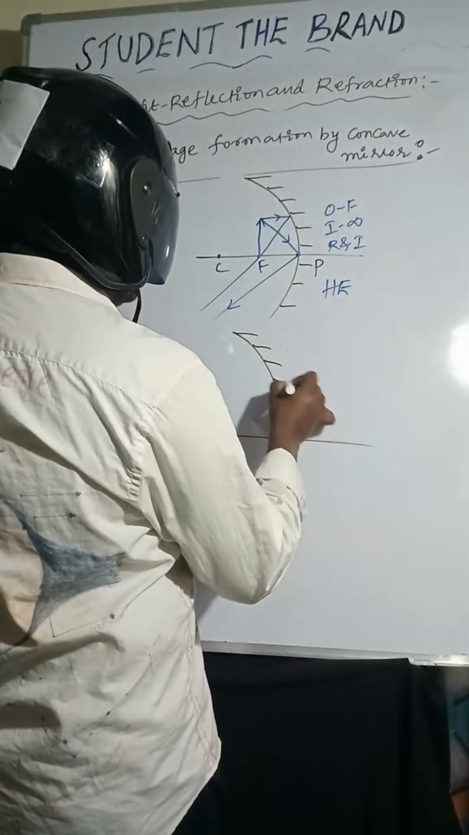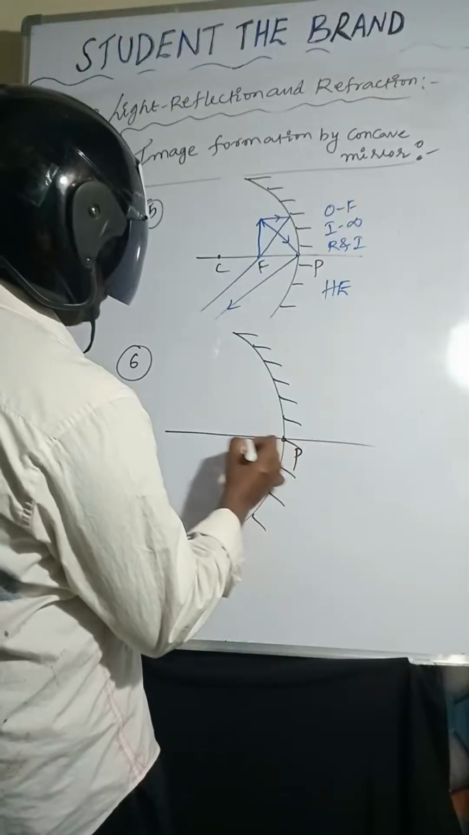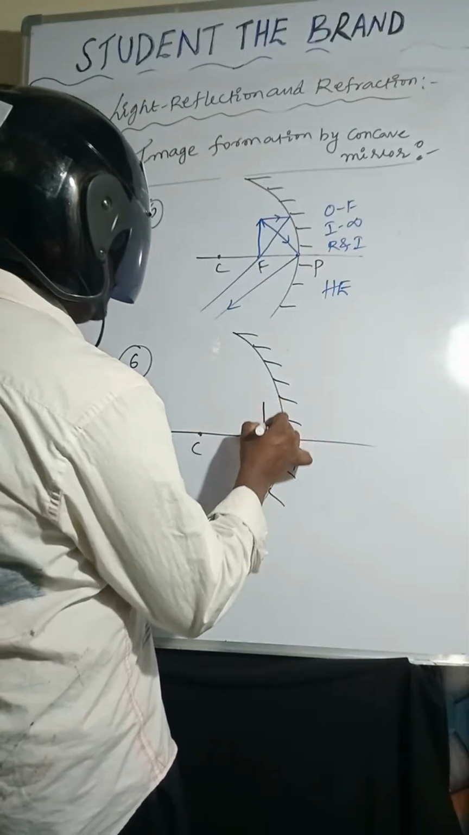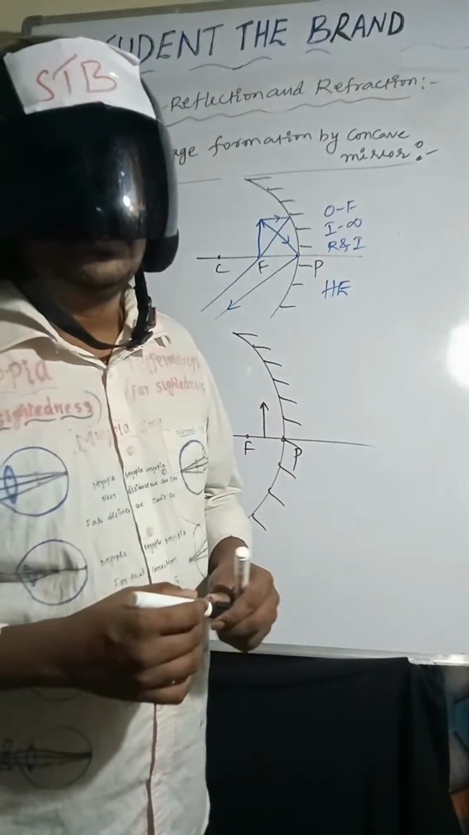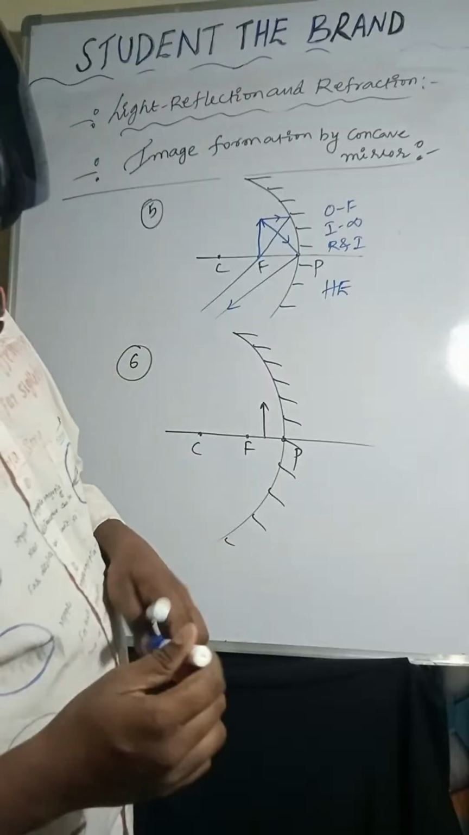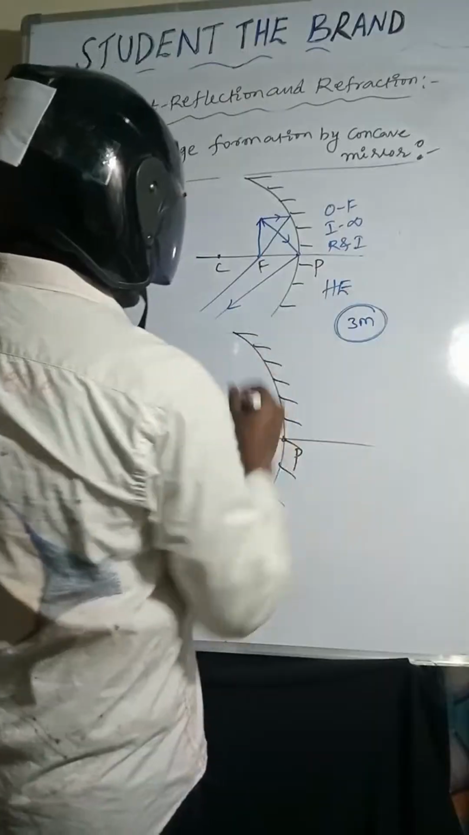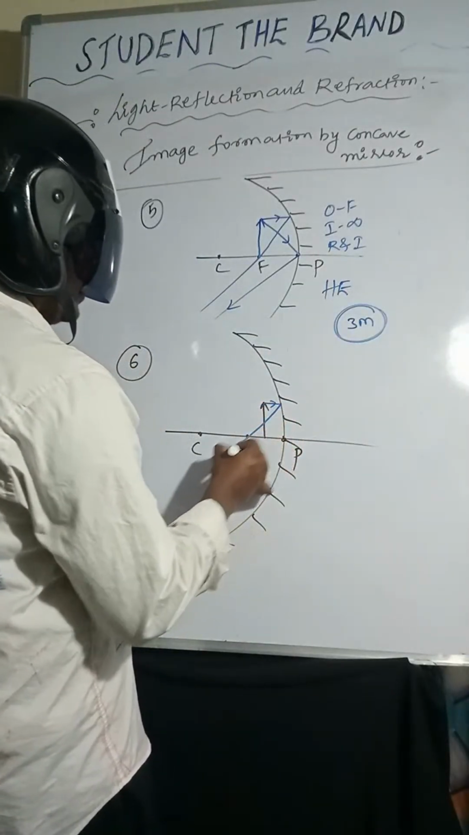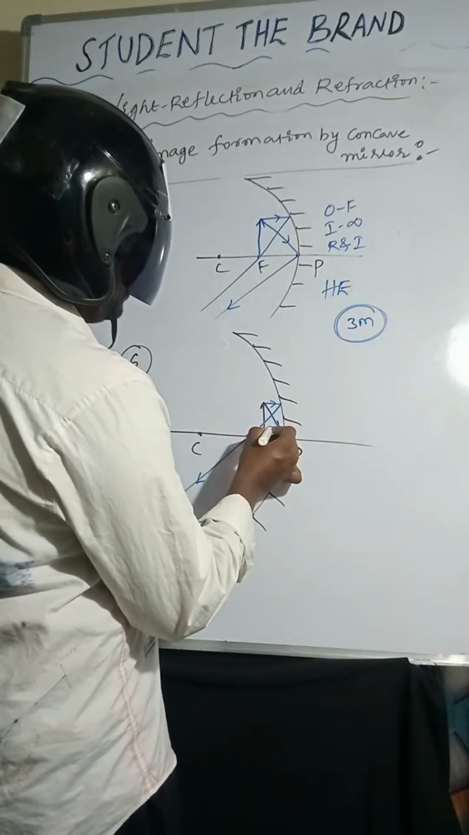Listen carefully. This is the pole, focus, and center of curvature. The object is placed between F and P. It is a very important case, a 3 marks question. One light ray I am taking like this, and another light ray is incident at the pole.